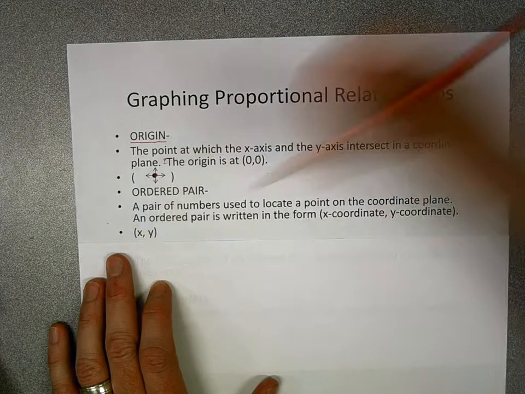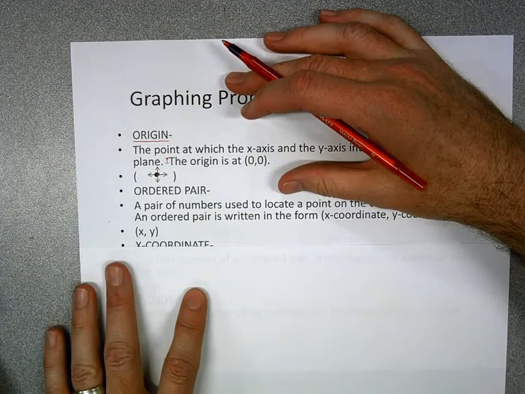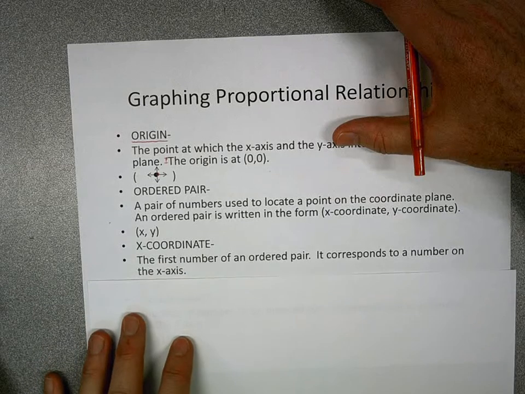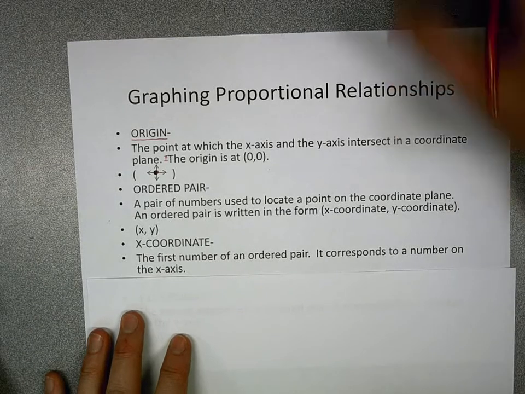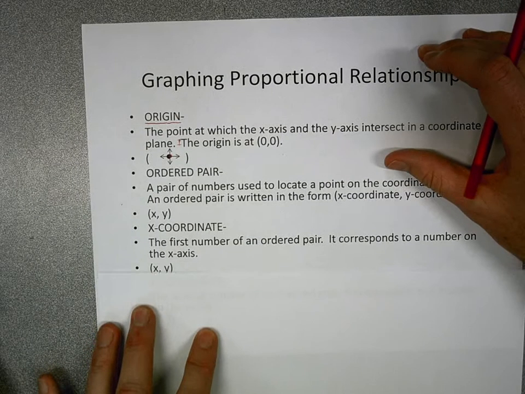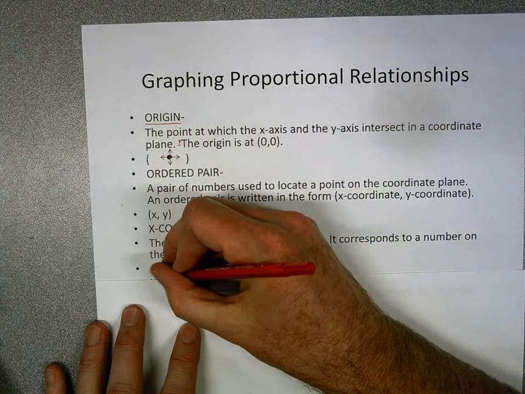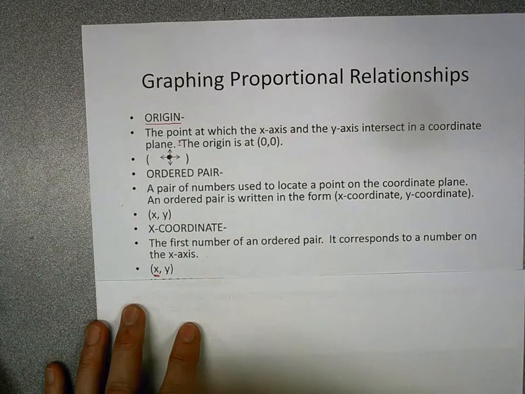So talking about ordered pair, we're going to go ahead and talk about each of these separately. The first one is x-coordinate. The x-coordinate is the first number of an ordered pair. It corresponds to a number on the x-axis, the x number line. So in your little box, go ahead and write another ordered pair, x and y, but you might want to underline the x or make it more bold because that's the x-coordinate. That one number right there will be the x-coordinate.